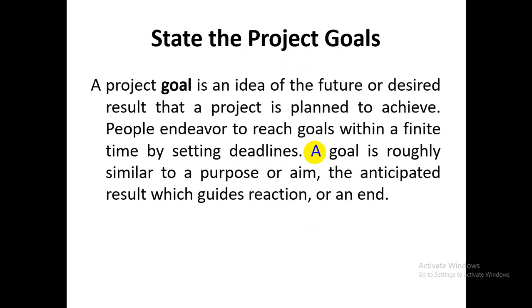When you are writing the PID, you need to set what we call the project goals, or the goal. Goal is the aim or the intent of the project. In our definition here, we are saying a project goal is an idea of the future or the desired results. When I say desired results, I'm looking at the output of the project. Okay? And here we are saying people endeavor to reach goals within a definite time by setting deadlines. Because if you don't set deadlines, then you will not meet the goal.